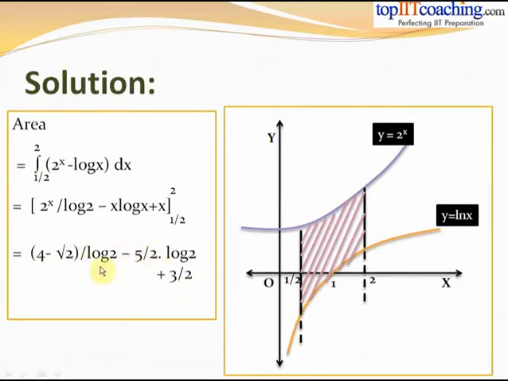Hence the area between the curve y = 2^x, y = ln x, the lines x = 1/2 and x = 2 is equal to (4 − √2)/log 2 − (5/2) log 2 + 3/2.